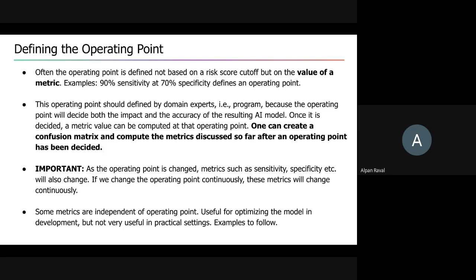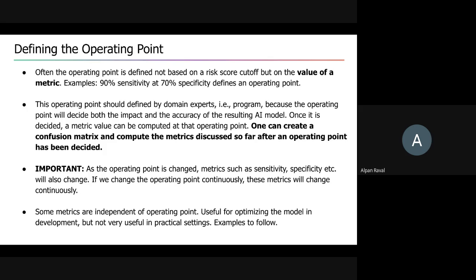So it's important to realize that if you change the operating point, if you change this threshold from 0.7 to 0.4, that will change all your metrics, the values of all your metrics. And if you change it continuously, these values will also change continuously.